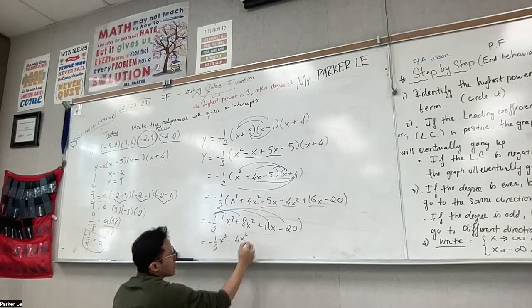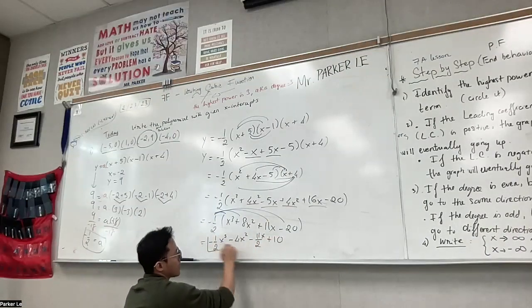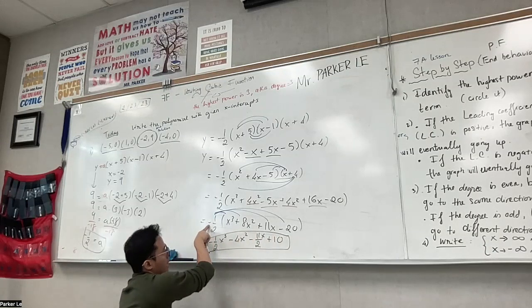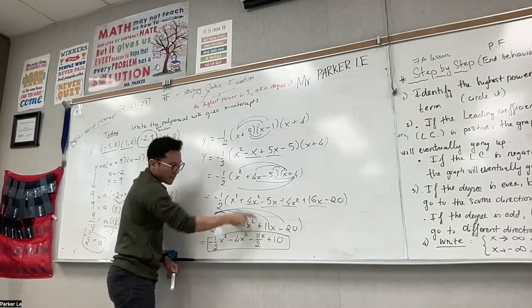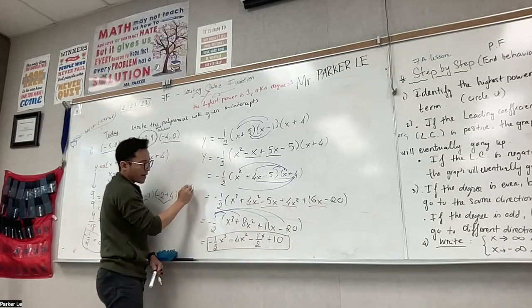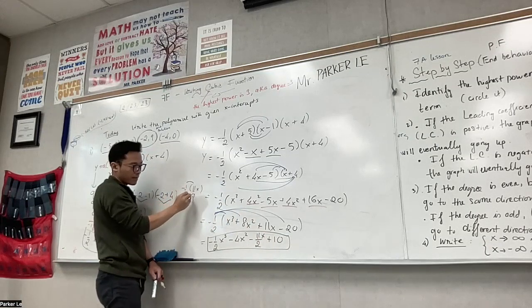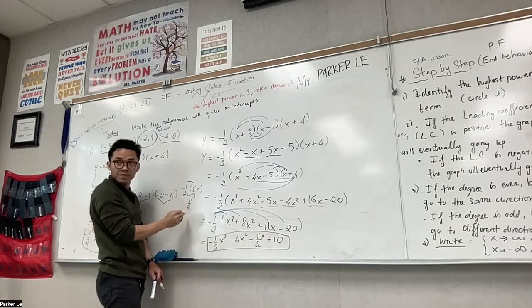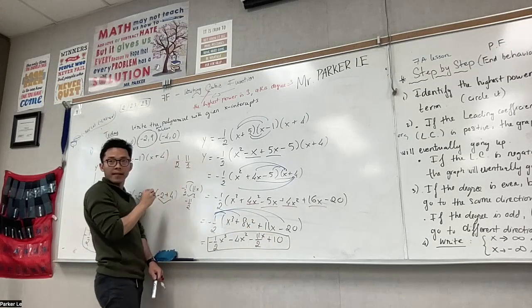What next? 11/2. Right. What next? 10. Positive 10 or negative 10? Positive 10. How did you get 11x/2? Because I multiply negative 1/2 by 11x. Negative 1/2 multiplied by 11x. So top to top, bottom to bottom. So it's 11/2. But you can divide 11 by 2, it's 5.5.